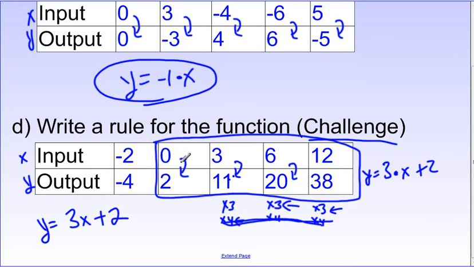0 times 3 is 0, plus 2 is 2. Negative 2 times 3 is negative 6, plus 2 is negative 4. So the pattern works out. It's just a little bit harder to get. If you got it, hey, great job. That's a hard problem to do.